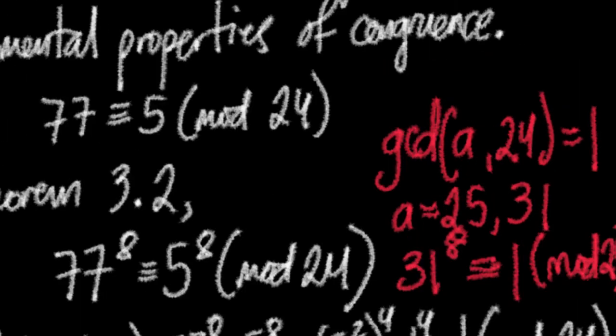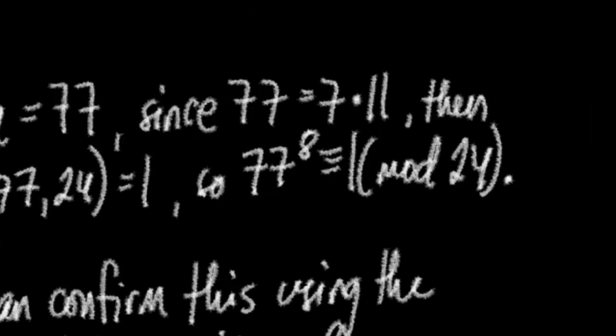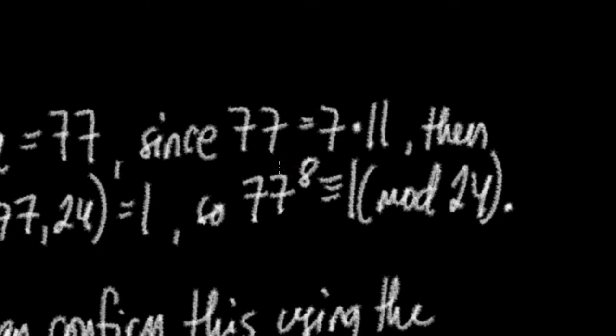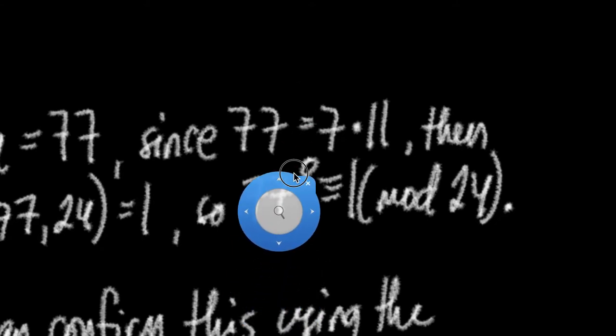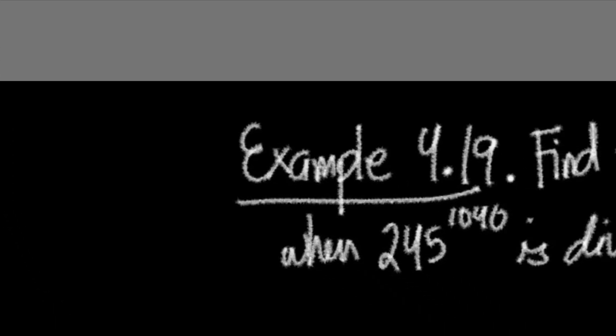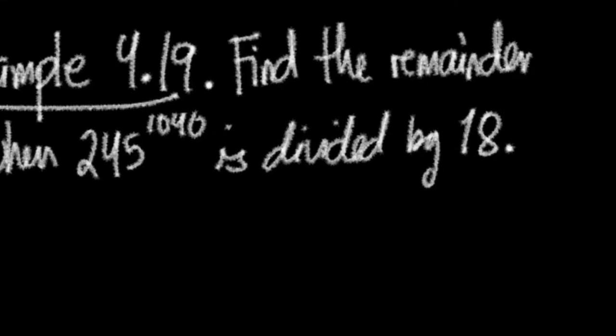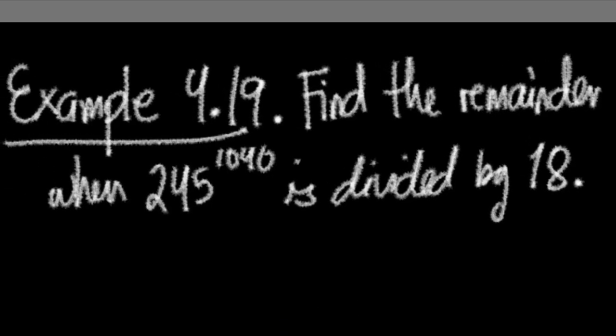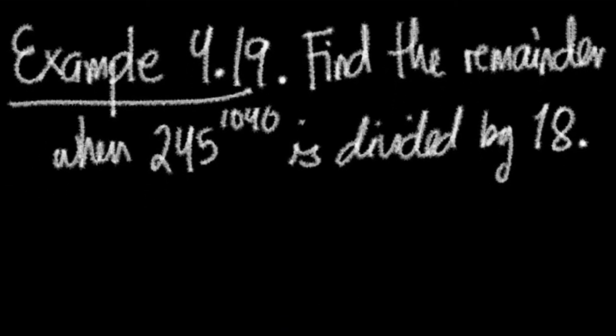Let's give one more example for Euler's theorem. This example is useful in finding the remainders of numbers involving large exponents. Even if the divisor is composite, provided the divisor is relatively prime to the base, the following example gives us this. This is example 4.19. We will be finding the remainder when 245 raised to 1040 is divided by 18.